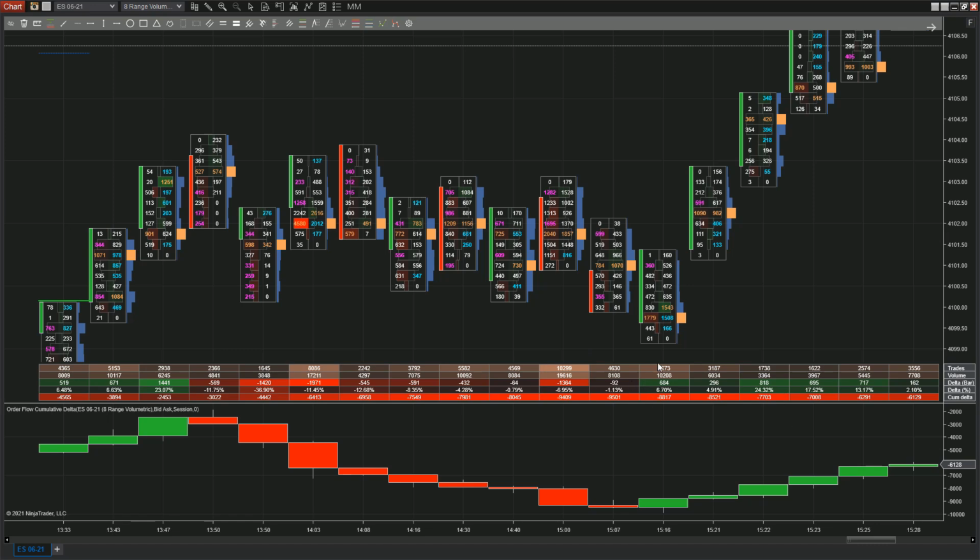And we've got all of this detail down here in almost like an Excel spreadsheet kind of format, where I can see the total number of trades, the volume, the delta bar, the delta percentage, the cumulative delta. I can see all of this detail and the cumulative delta down below. Now this is just the native order flow tools that are available in NinjaTrader 8.